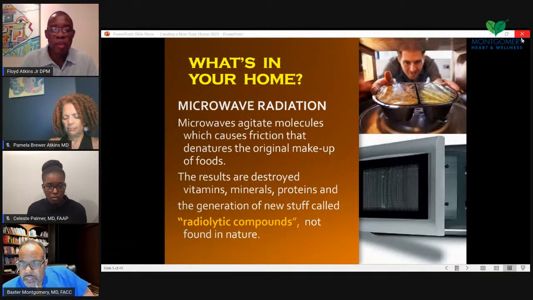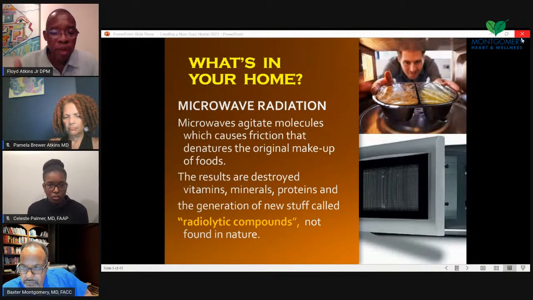And then we end up with things like leaky gut syndrome or gastritis or gastric reflux, any kind of gastric irritation, because your digestive system is rejecting these compounds you're trying to put in for food. And I always say, once you microwave it, it's no longer food.